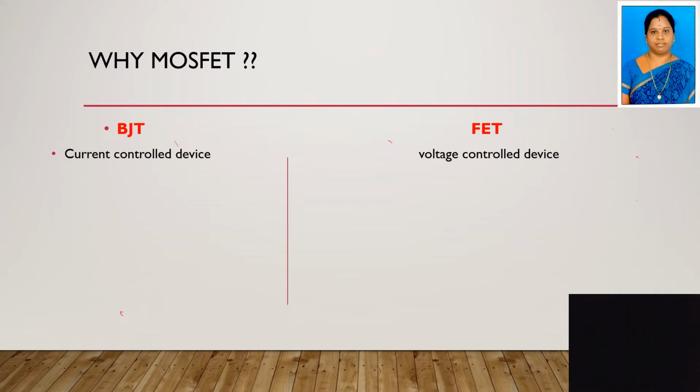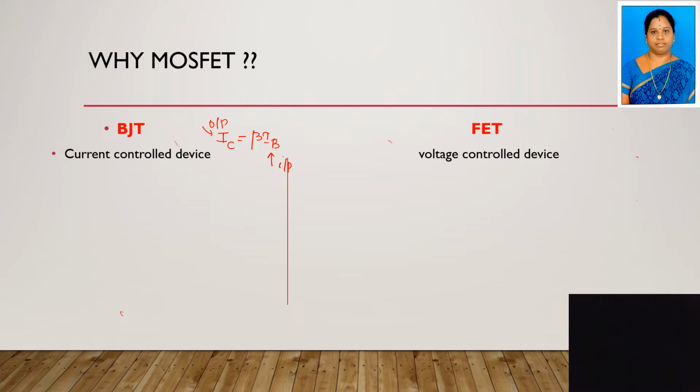Why it is called a current control device means we know that the collector current IC equals beta into IB, right? So here IB is your input current, whereas IC is your output current.